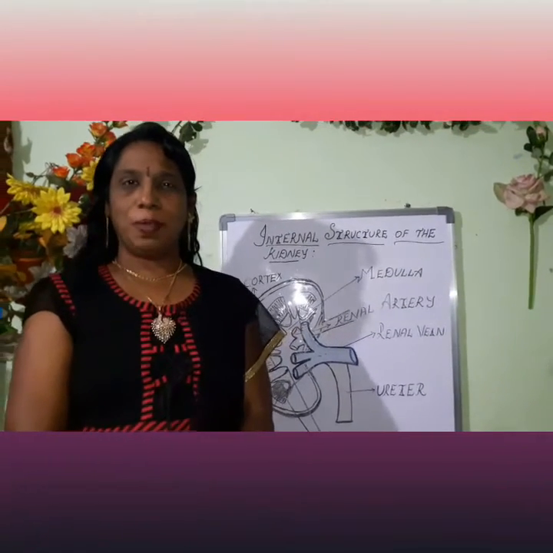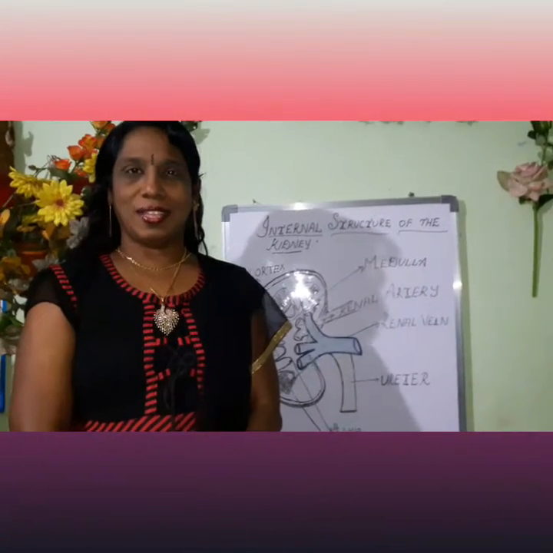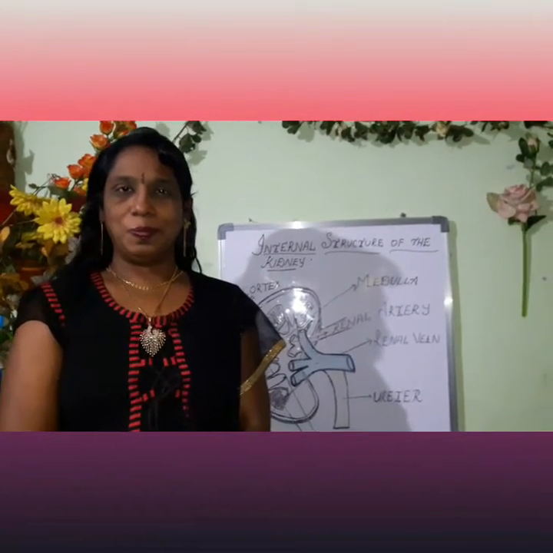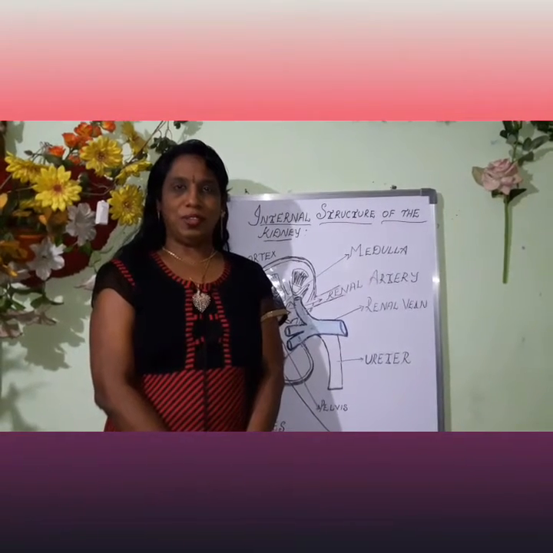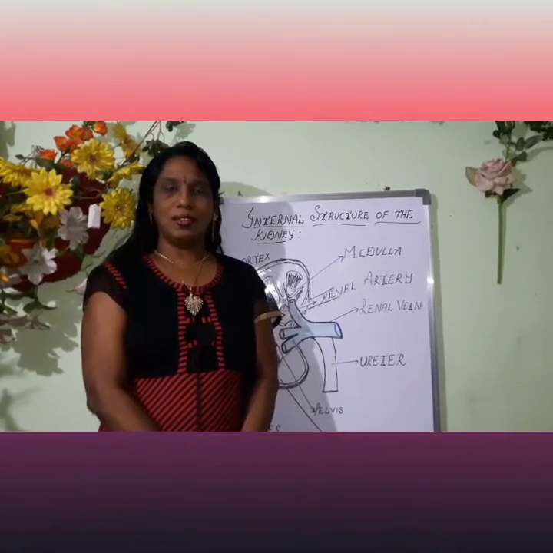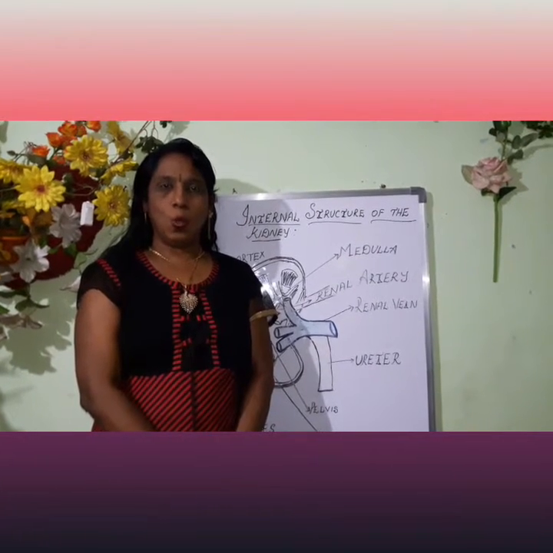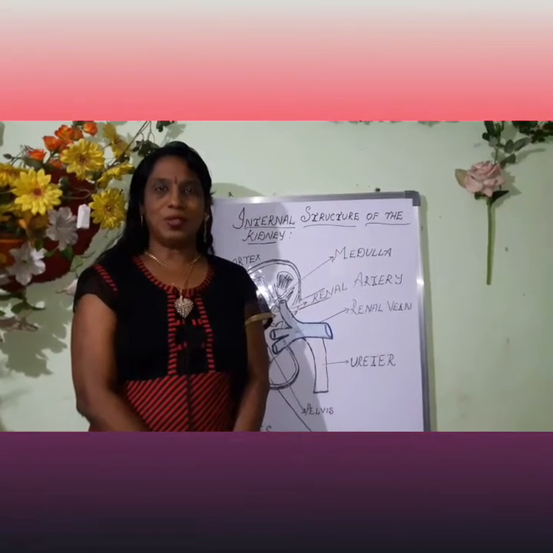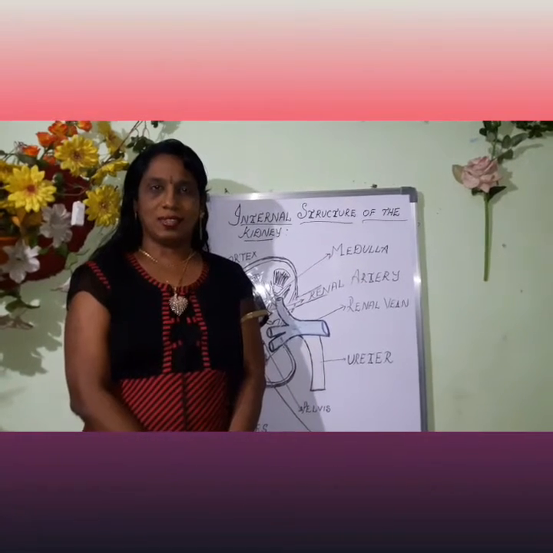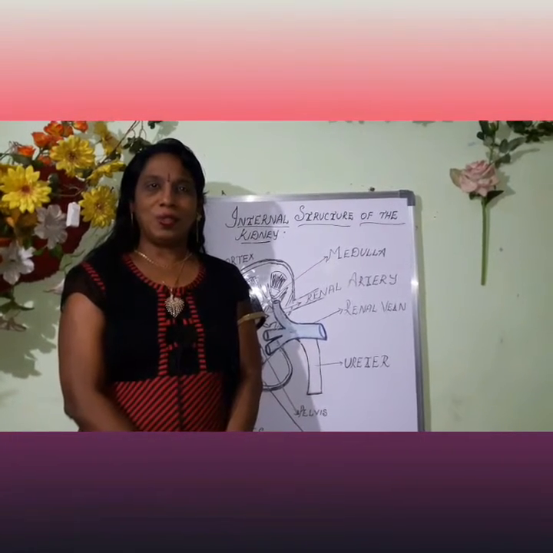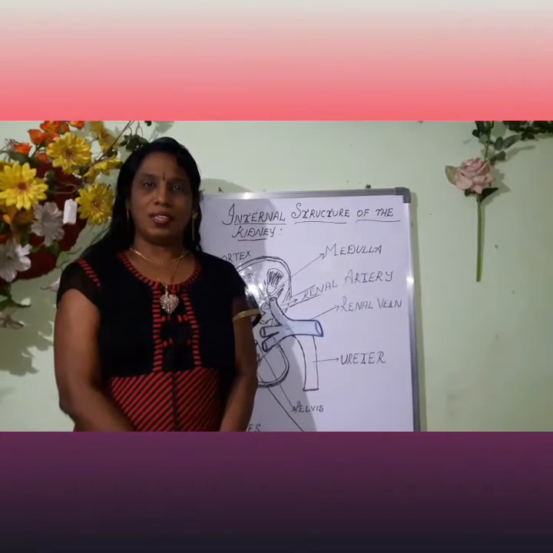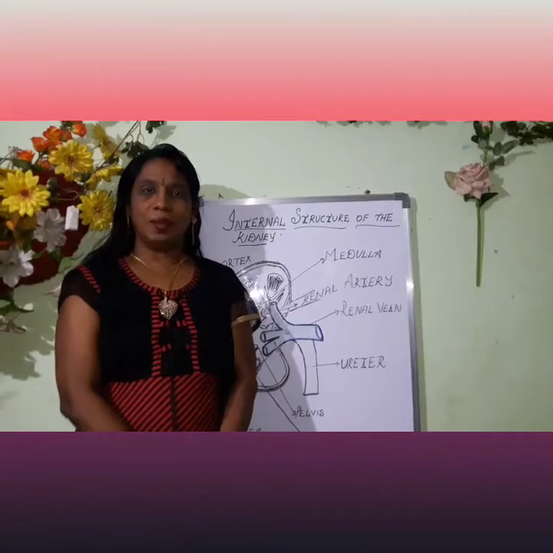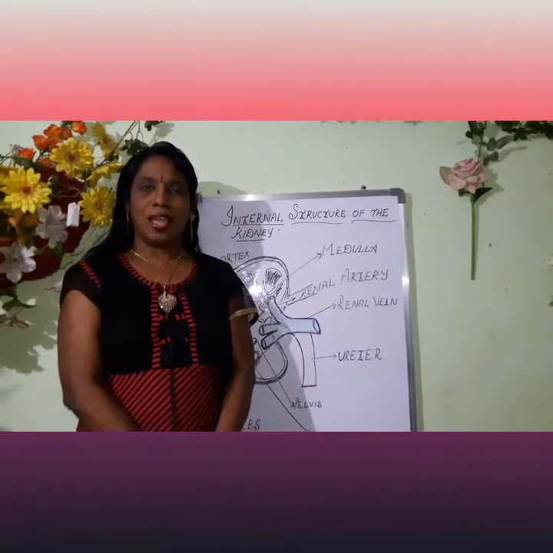Students, today's topic is about the internal structure of kidneys, or the LS of kidneys. When we observe the internal structure of the kidneys, we can see that there are two distinct regions: the dark outer zone called the cortex and the pale inner zone called the medulla.